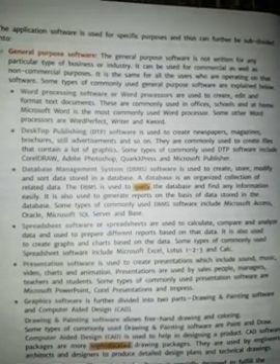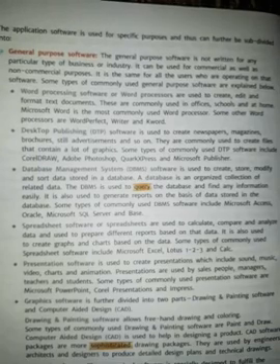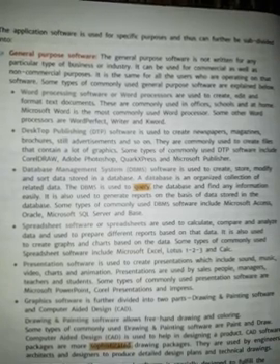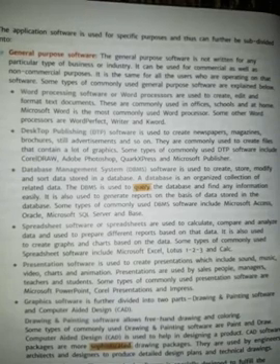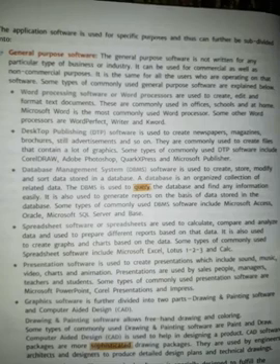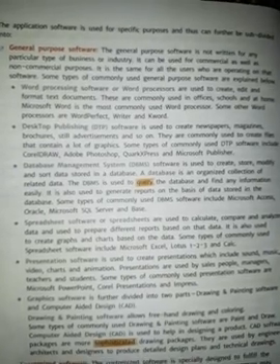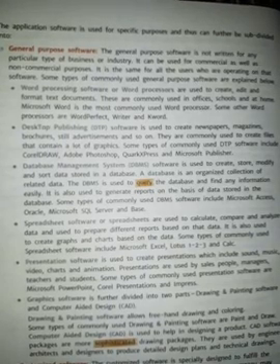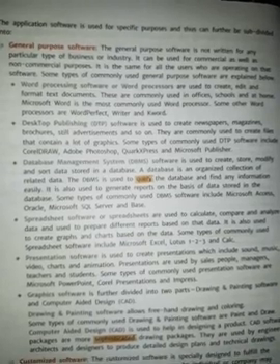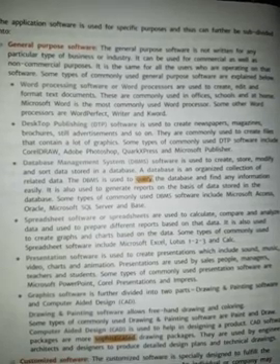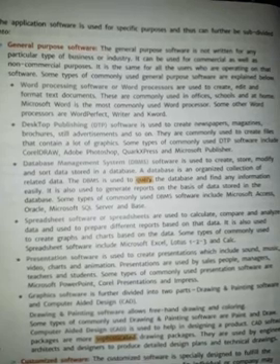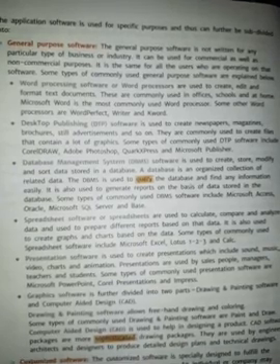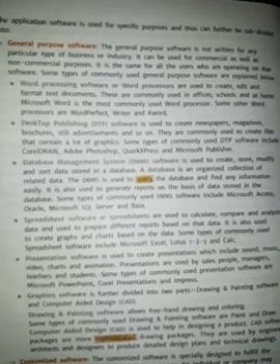Here are some examples of general purpose software. Word processing software, that is a word processor, which we use for creating, editing and formatting text documents. Desktop publishing is used for creating newspapers, magazines, brochures, advertisements, and so on. We find this type of software especially used in the publication sector, like Corel Draw, Adobe Photoshop, Quark Press and Microsoft Publisher.